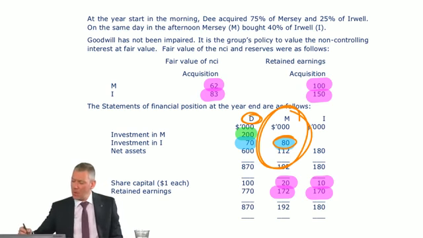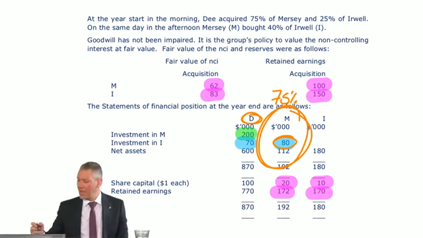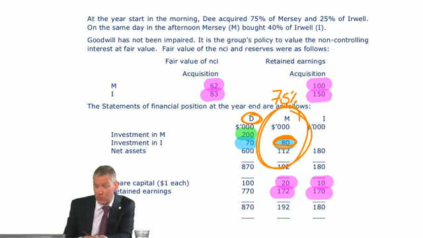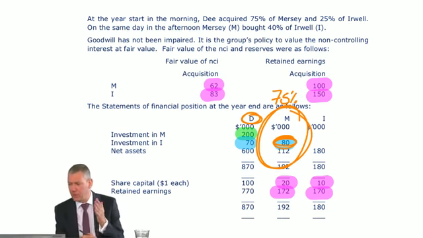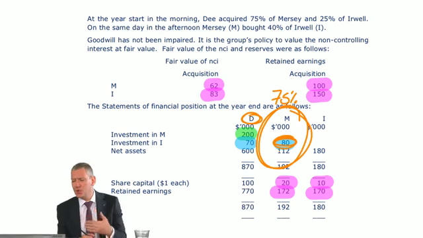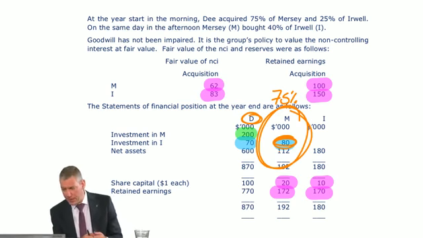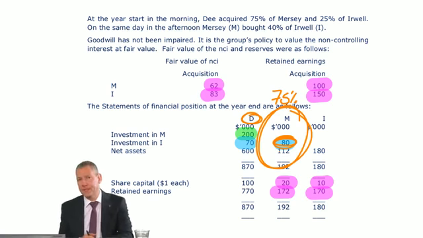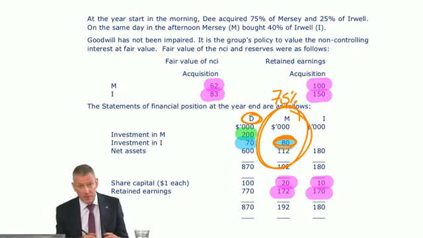M is our 75% subsidiary. And that 80 that was invested in I was cash that went out of a bank account over which we had control. We told M to go and buy I. Because we told M to go and buy I, they spent 80. And of that 80, 60 belonged to us. And that felt just as bad as if we had spent 60 ourselves.